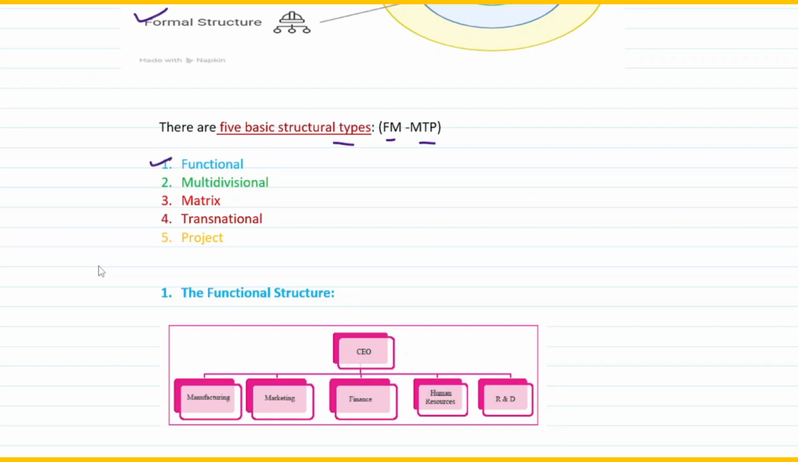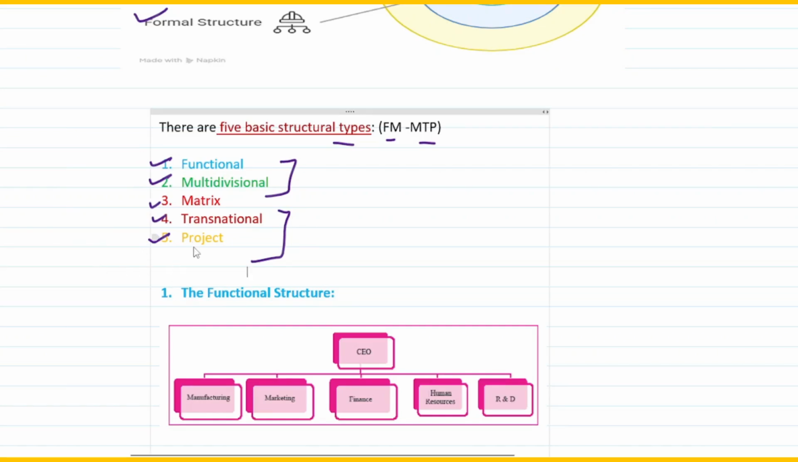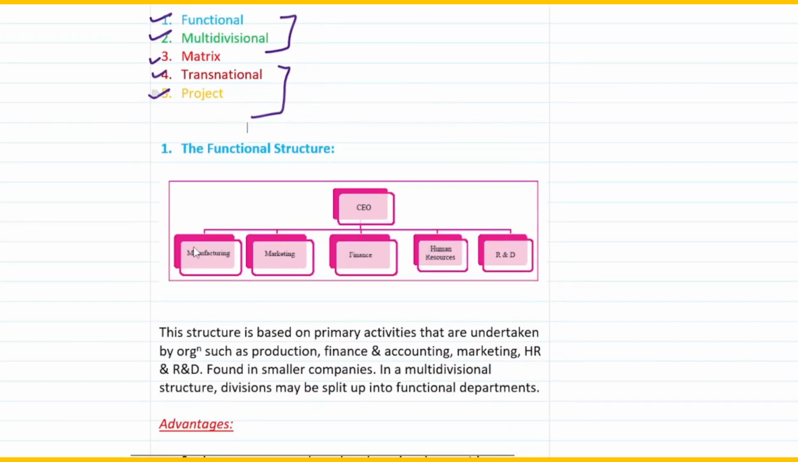F stands for functional, right? M stands for multi-divisional. Then M again stands for matrix, T stands for transnational, and P stands for project. Fine. So it is FM, that is functional and multi-divisional, and MTP, that is matrix, transnational and project. Today we will be discussing the first two, that is the functional structure and the multi-divisional. Fine. Okay, what is basically the structure of a functional kind of organization.